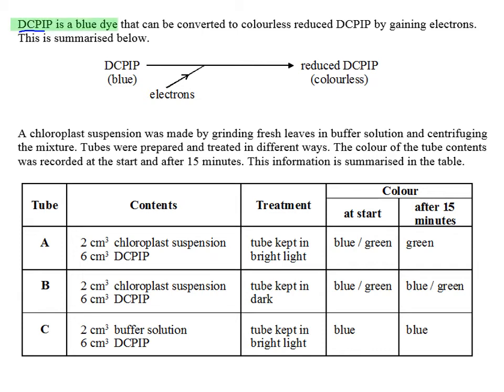It's a blue dye. However, when DCPIP acts as an artificial electron acceptor and accepts electrons, i.e. it becomes reduced by gaining electrons, then it becomes colorless. And we're given this information in the diagram here. So we can start to use our highlighter pens and annotate it a little bit. It says DCPIP is a blue color, it gains electrons, and we can jot down here, we know reduction is a gain of electrons. Think about OIL RIG.